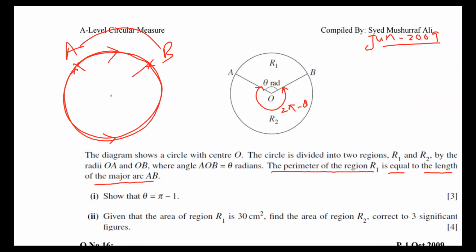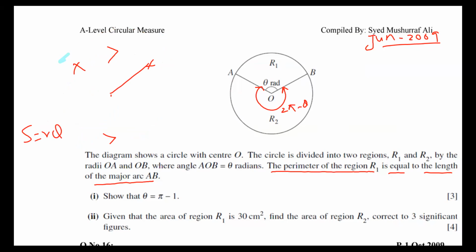Whether I need the major or minor arc, the formula to find the arc length is S equals R theta. But the problem is, if I need the major arc, I will use this angle. If I have the minor arc, then I will use this angle. This is an important thing. The radius is the same, so it is only a matter of theta. So I hope the plan is very clear.